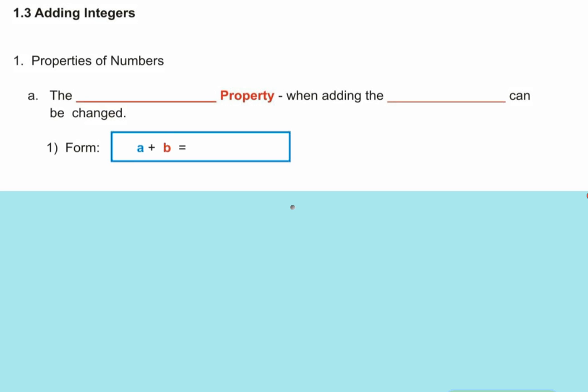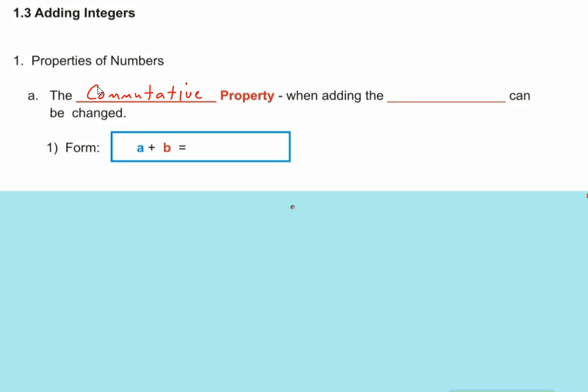All right, so properties of numbers. First off is the commutative property. C-O-M-M-U-T-A-T-I-V-E. The commutative property basically says this, and we're dealing with addition right now, we'll deal with multiplication later.